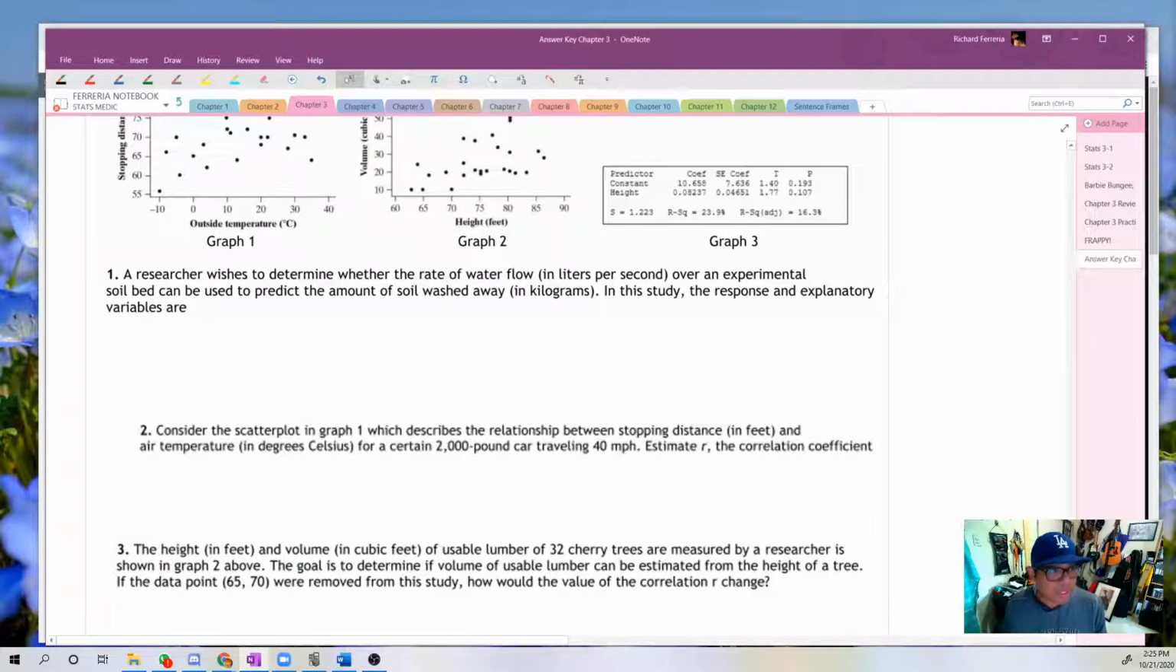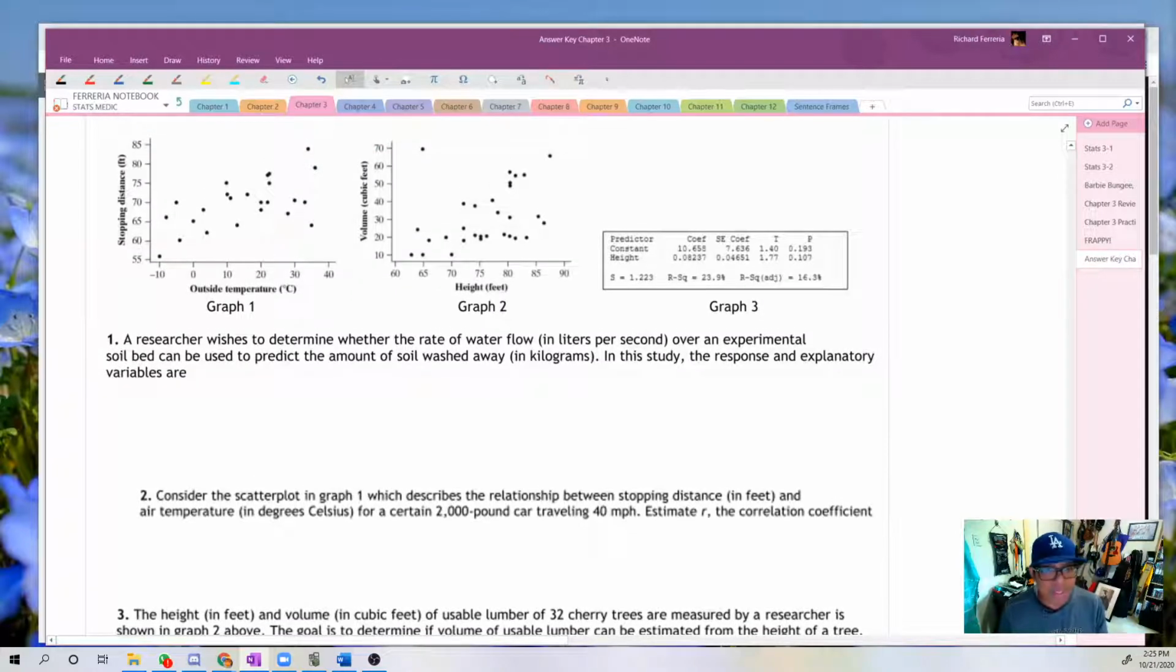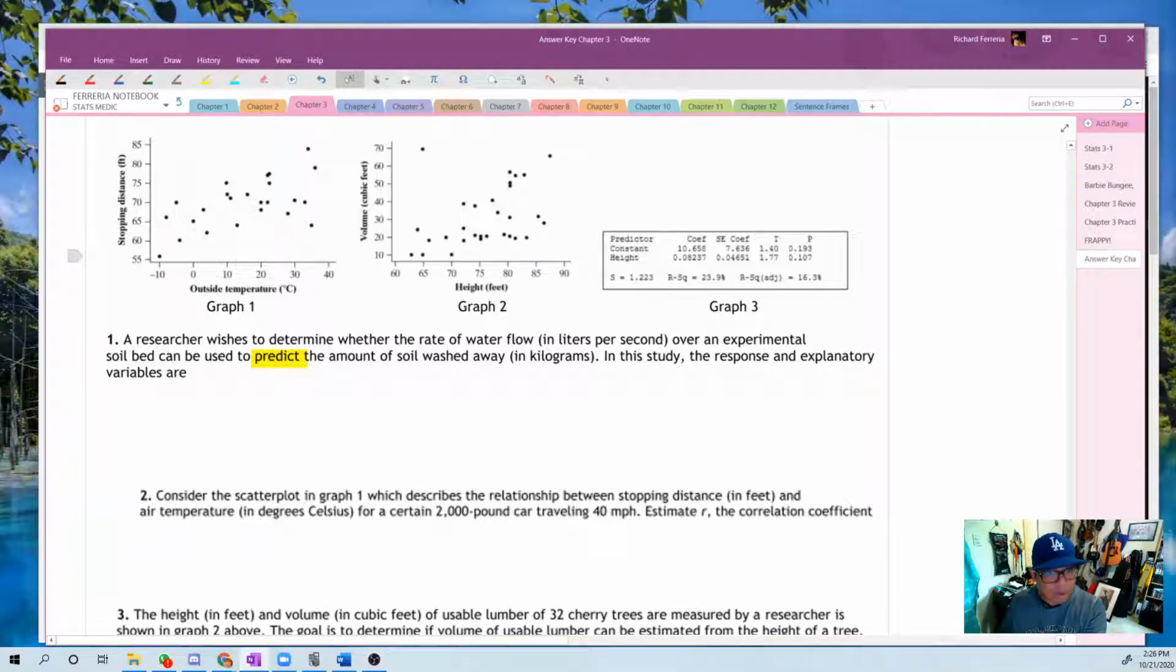A researcher wishes to determine whether the rate of water flow in liters per second over an experimental soil bed can be used to predict the amount of soil washed away in kilograms. In this study, the response and explanatory variable are... Maybe a good place to start would be to think about what we are trying to predict. And lucky for us, the word predict is right in our question. So if the word predict is right in our question, then whatever we have here, which is the amount of soil washed away in kilograms, that's going to be our response variable.